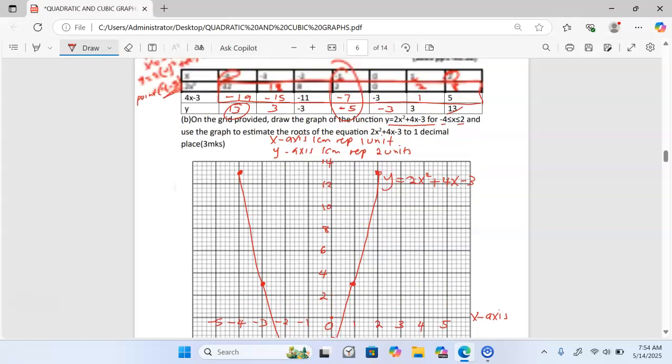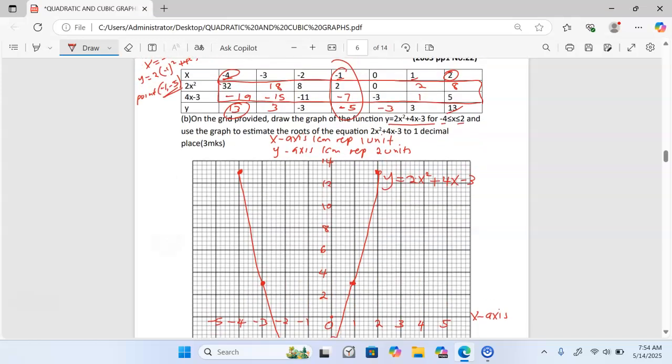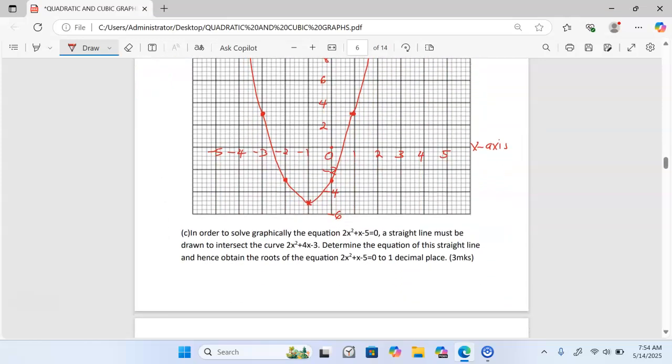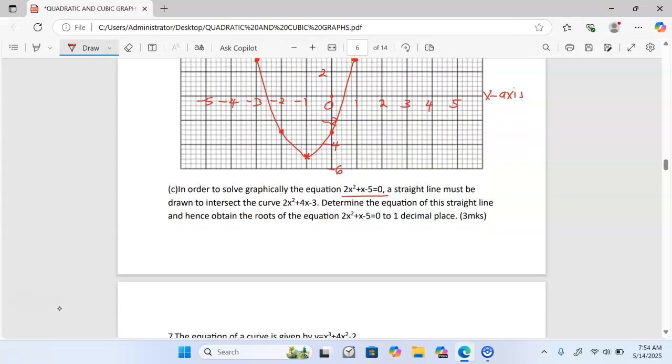Then once we are done with part B, we can now go to C and work out part C. In order to solve graphically this equation here, a straight line must be drawn to intersect the curve 2x squared plus 4x minus 3. Determine the equation of this straight line and hence obtain the roots of the equation.